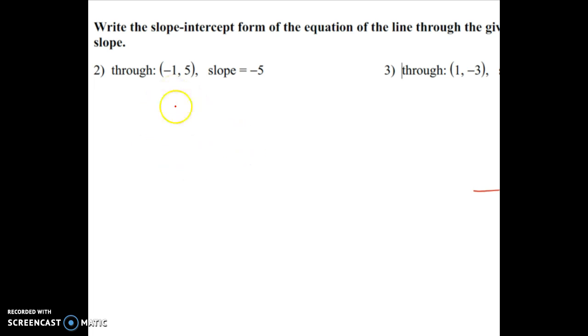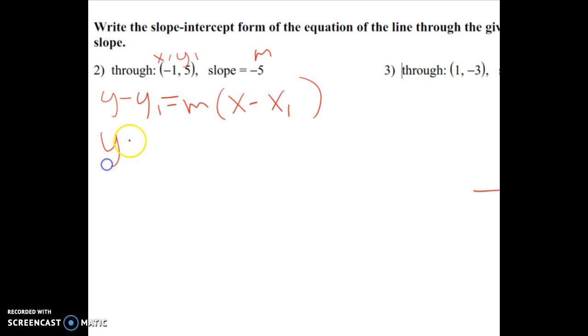Let's look at number 2 here. We want to write slope-intercept form of the equation of the line through the given point with the given slope. We're going to use point slope form. y minus y1 equals m times x minus x1. Negative 5 is our m. The point is our x1, y1. So we're going to do y minus y1, which is 5. And guys, you want your x and your y, not the x1, y1, but you want the x and the y to be in the equation.